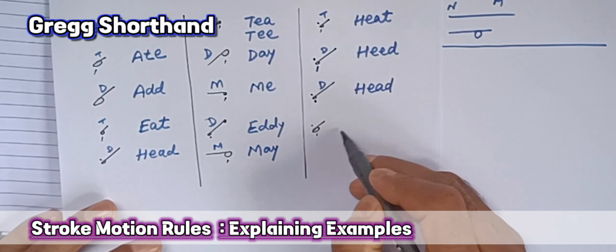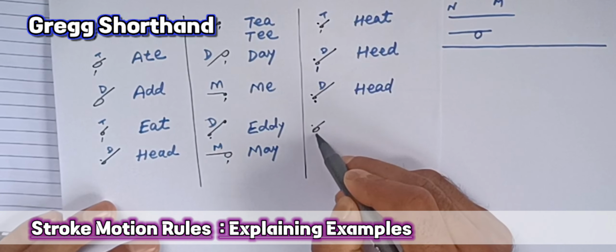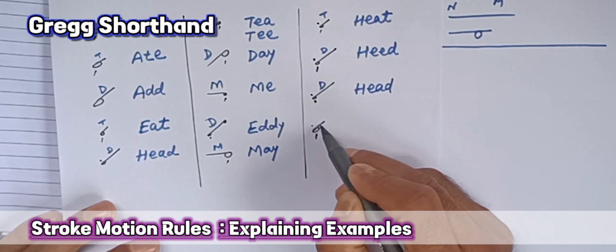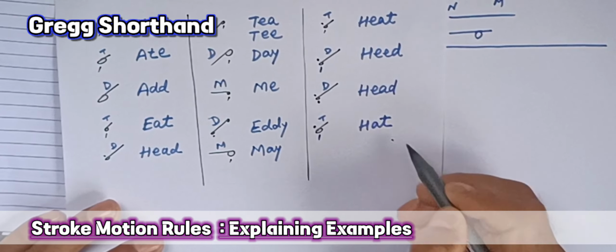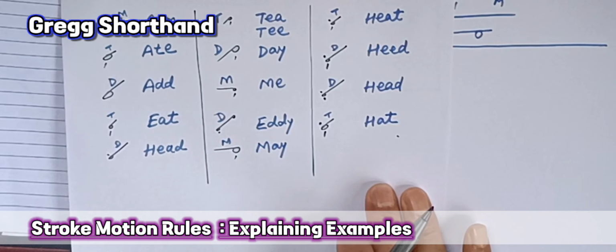Now we have A sound, longer sound of A. This becomes A, and this is T. This becomes at, but we have dot, so this becomes hat. So I think this one is also clear now.